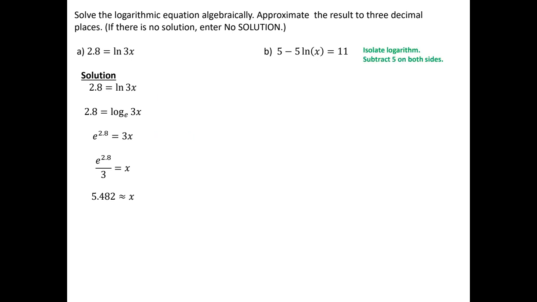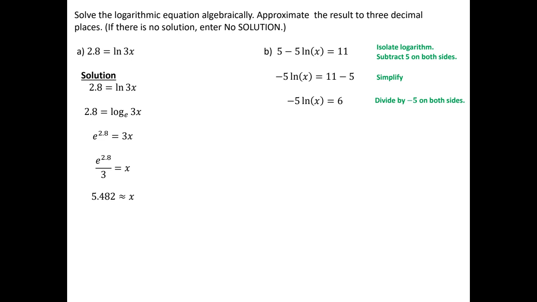So to do b, first, again, I need to isolate the log. So the first thing I'm going to do is subtract 5 on both sides. So I have negative 5 natural log of x and 11 minus 5. This is going to give me 6. Okay, I still need to isolate the log. So the next thing I'm going to do is divide by negative 5 on both sides. So I have the natural log of x is equal to 6 over negative 5.